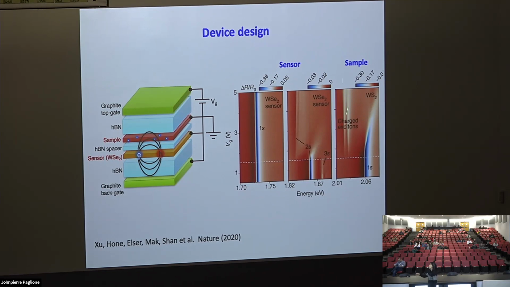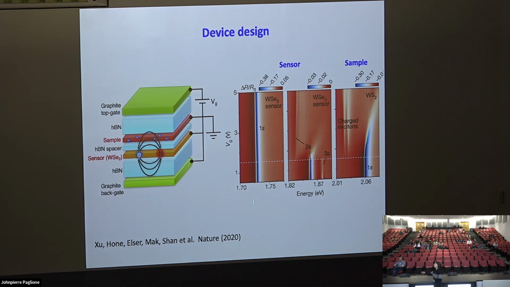Now I move up. I introduce charge into tungsten sulfide. Then you can see this 1s exciton is quenched. It becomes weaker, and then the new feature shows up. So this is the repulsive polaron, and this is the attractive polaron I mentioned earlier. Sometimes people also call this the charged exciton. So this is what's going on in the sample. We know it from optical studies. Now let's take a look at what's going on in the sensor, and the sensor is charge neutral throughout the process.